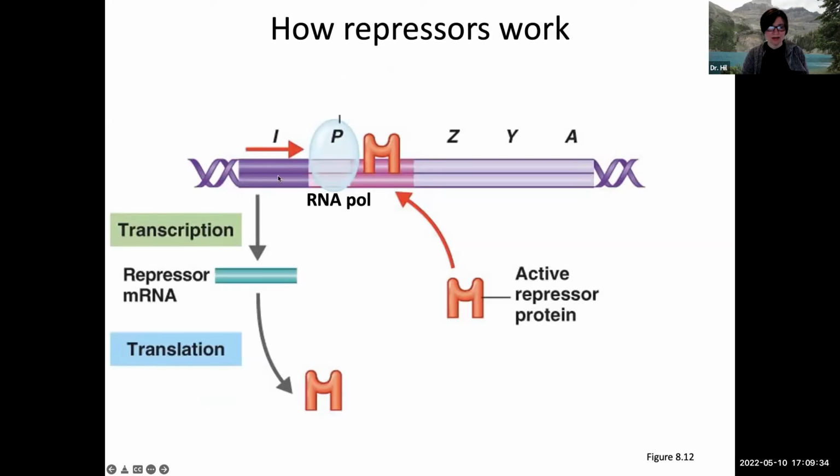So here is an example where the gene that is the repressor is constitutively expressed, meaning it's always being made into message, and that's always being translated. And here it is binding to this sequence that is in between the promoter and the genes. And again, what is this sequence called? This control sequence has a name. Where the repressor binds is called the what? Put that into the chat.